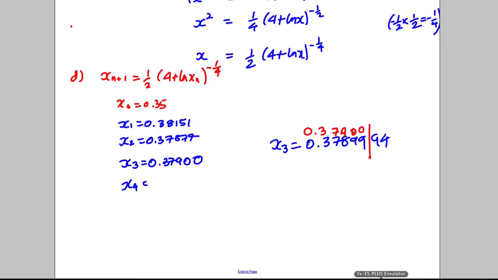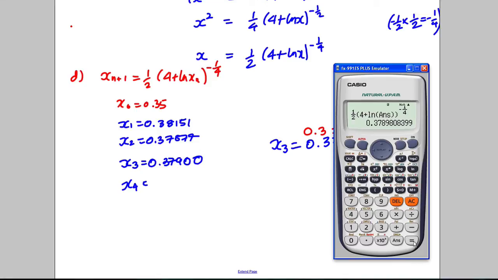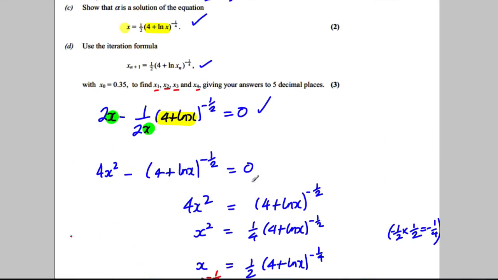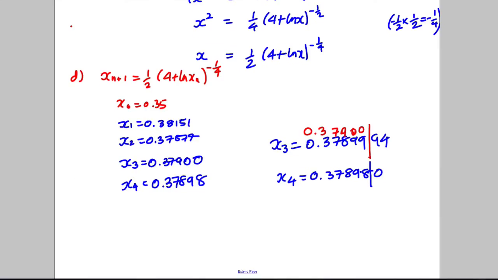x4, how far did they want us to go to? They just wanted x4 as well. So x4, press equals one more time, and I get the following. So x4 is 0.37898. So 1, 2, 3, 4, 5 decimal places, it would stay as that. So it'd be 0.37898, like that. And that is x4 to 5 decimal places, and we're done.